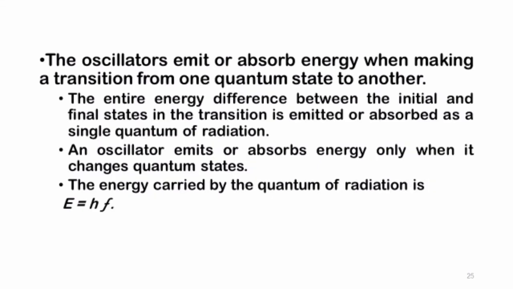Planck's second assumption is that oscillators emit or absorb energy when making a transition from one quantum state to another. The entire energy difference between the initial and final states in the transition is emitted or absorbed as a single quantum of radiation. An oscillator emits or absorbs energy only when it changes quantum states. The energy carried by the quantum of radiation is E equals h, Planck's constant, times frequency.